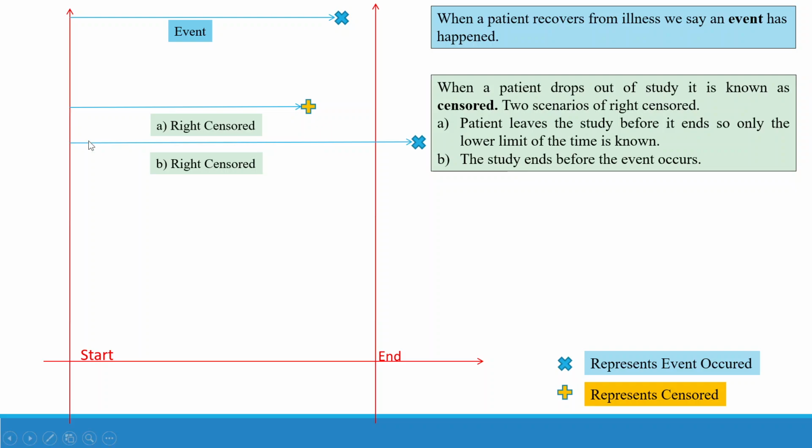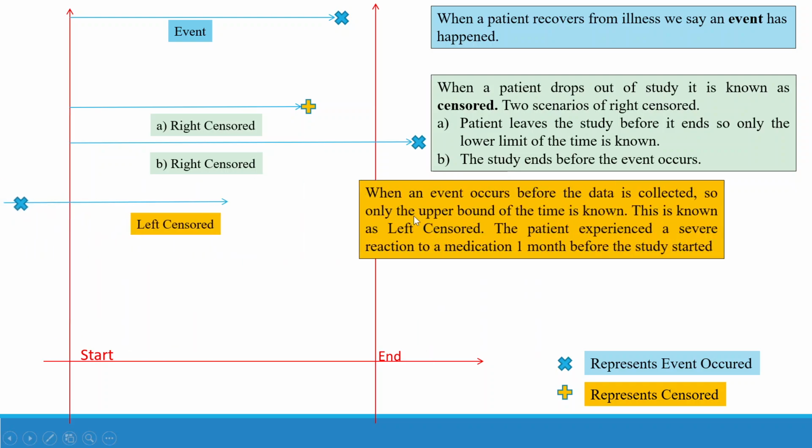That is the first scenario. Second, the study ends. See this red line. The study ends before the event occurs, so the event occurred outside the time frame. That is also known as right censoring.